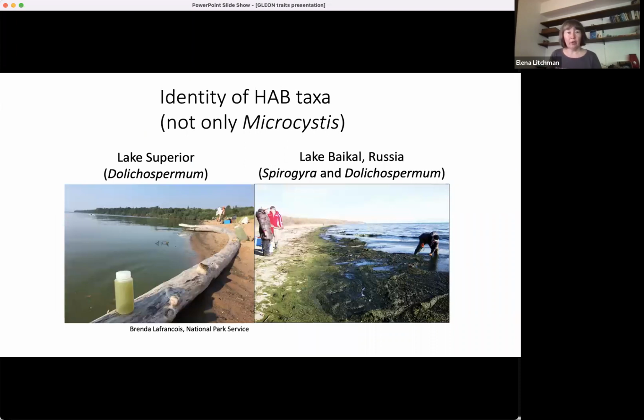Moreover, when we think about harmful algal blooms, we shouldn't just focus on Microcystis because there are other HAB taxa that are important. For example, recently there are blooms described in Lake Superior, and those blooms consist primarily of Dolichospermum, formerly known as Anabaena. And in Lake Baikal, despite it being oligotrophic, we see blooms of, well, Spirogyra. It's not a toxic bloom, but it's a nuisance bloom. And we also see blooms of Dolichospermum, which can be toxic.